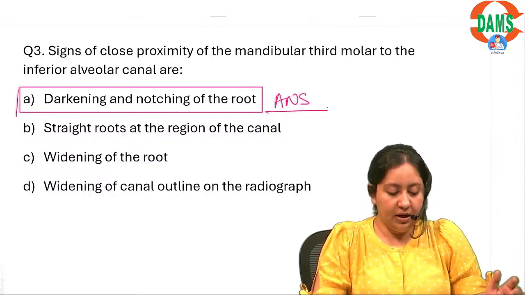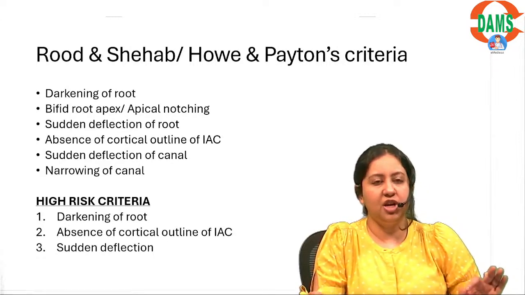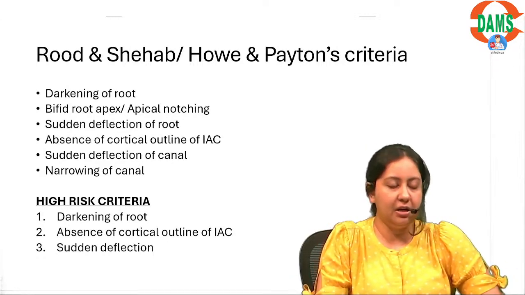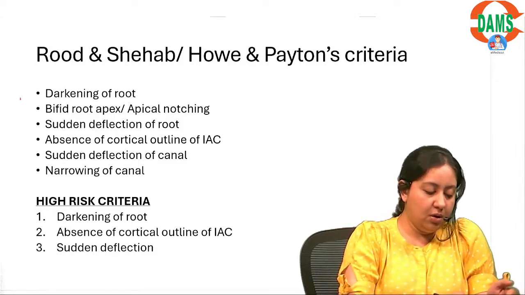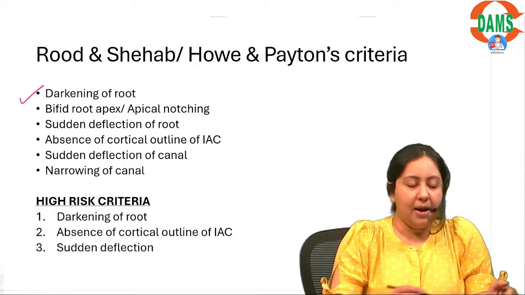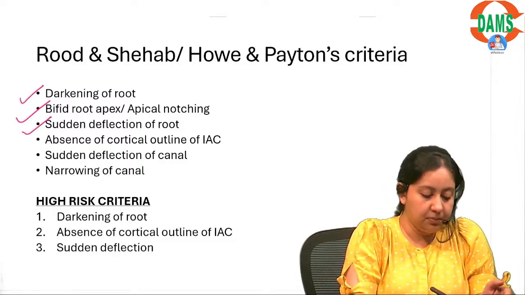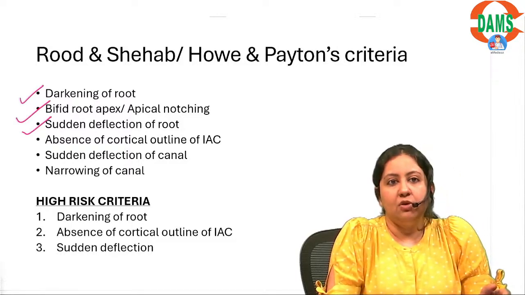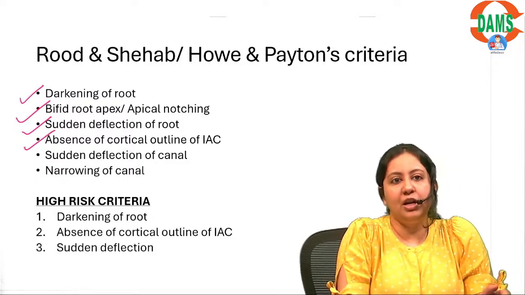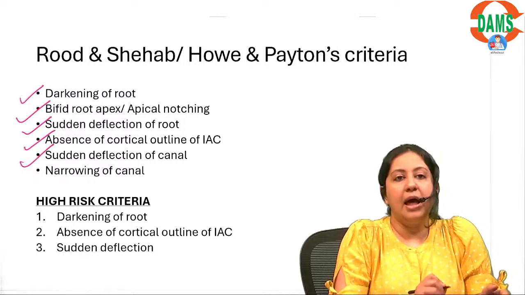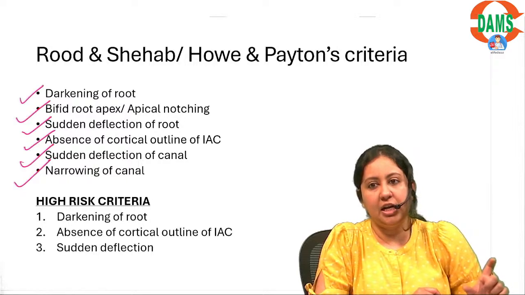Alright, quickly I have put in a slide to revise Rood and Shehab or Howe and Payton's criteria. So it includes darkening of root, bifid root apex or apical notching, sudden deflection of root, absence of cortical outline of inferior alveolar canal, sudden deflection of canal, narrowing of canal. Alright, so these are your criteria.